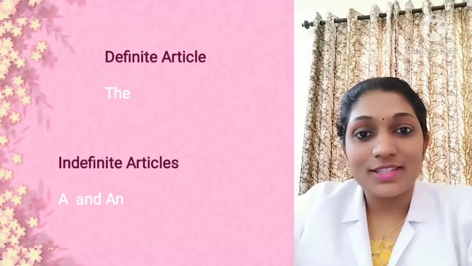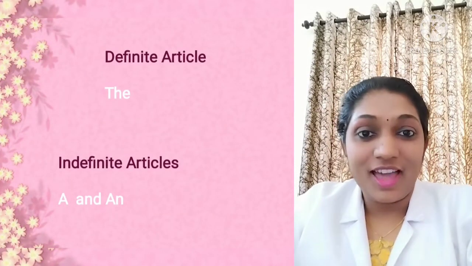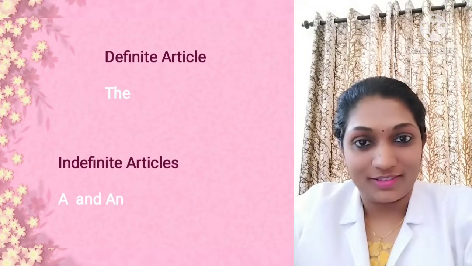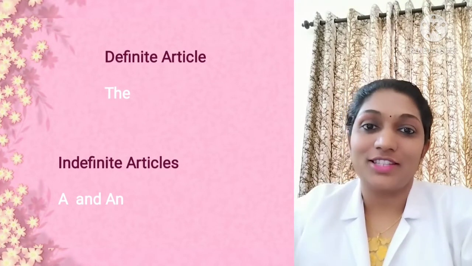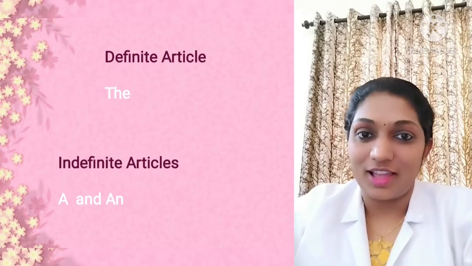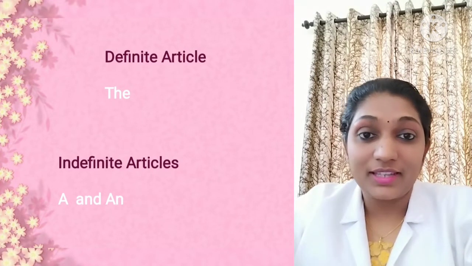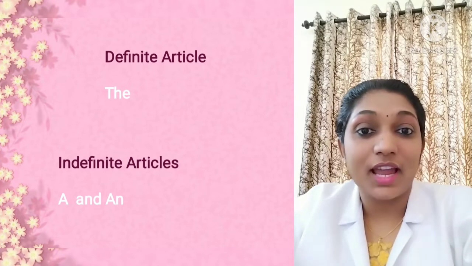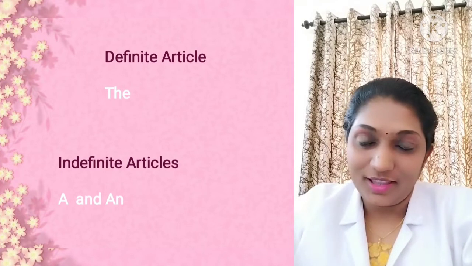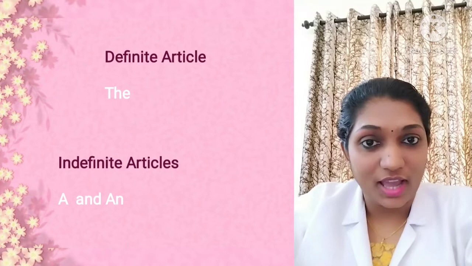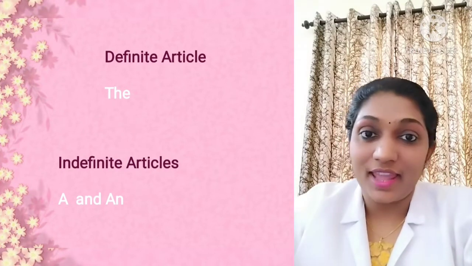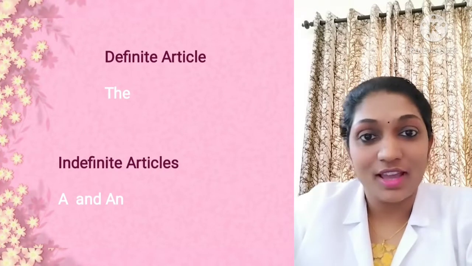The articles a, an and the are classified into two categories. They are definite article and indefinite articles. So under definite articles comes the, and a and an come under indefinite articles. So the is a definite article and a and an are indefinite articles.